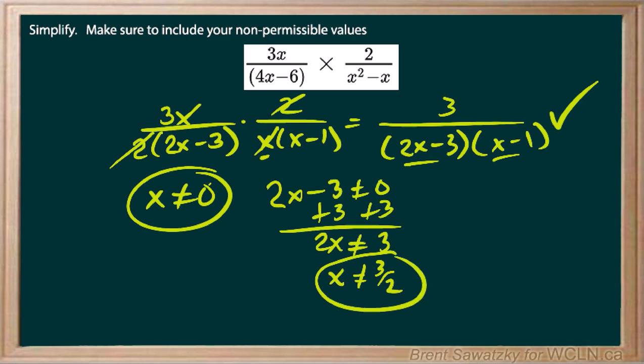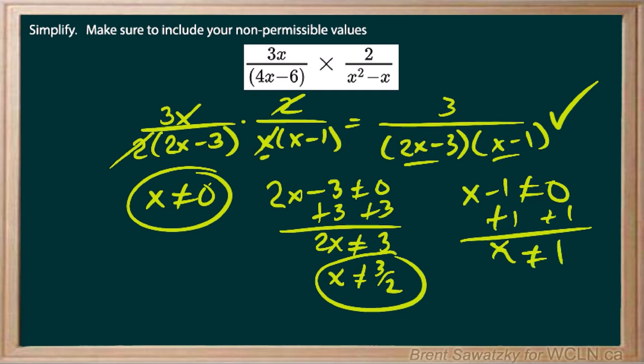And we have one more non-permissible value, and that would involve making sure that x minus 1 is never 0. So that one we can just add 1 to both sides and say, x cannot equal 1. And that would be our third non-permissible value.